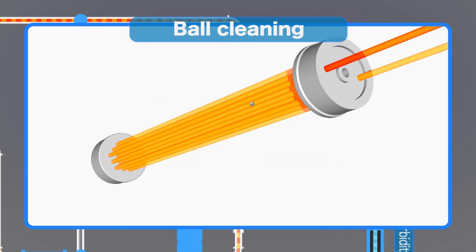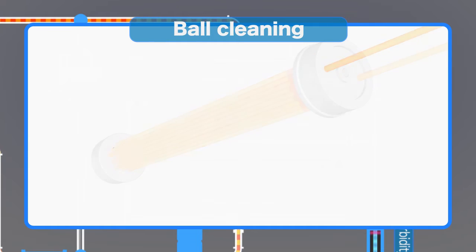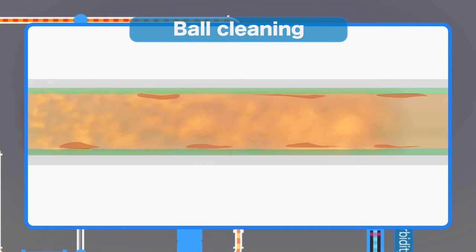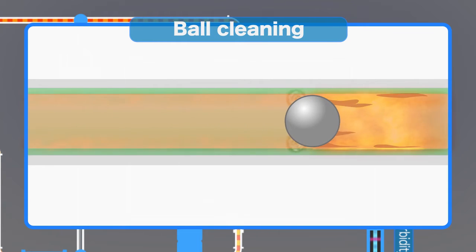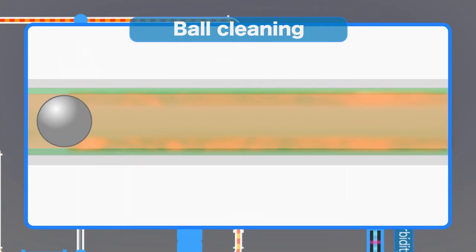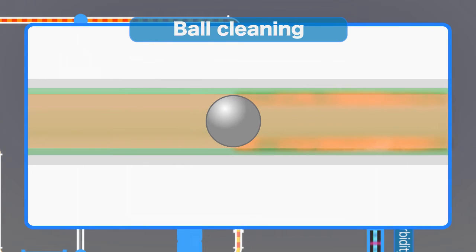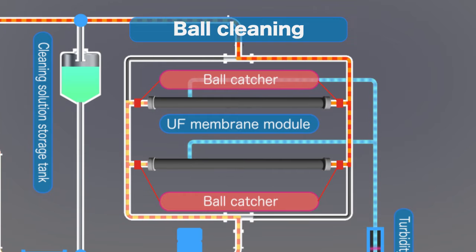The sponge balls flow inside the tubular membrane. The friction from these sponge balls peels off the contaminants, and the turbulent flow caused as the balls pass makes the cleaning effective and maintains the filtration performance. The direction of liquid flow is switched by automatic valves, and the sponge balls go backwards and forwards between the ball catchers at each end of the membrane module.